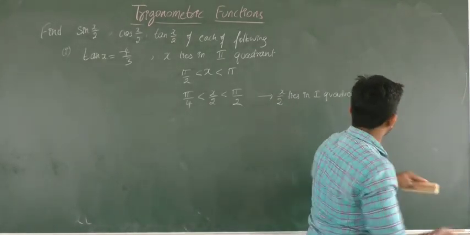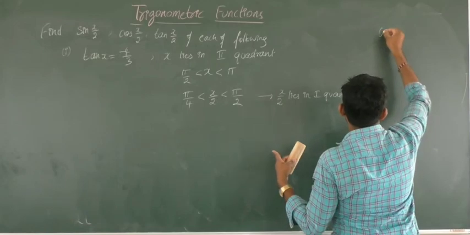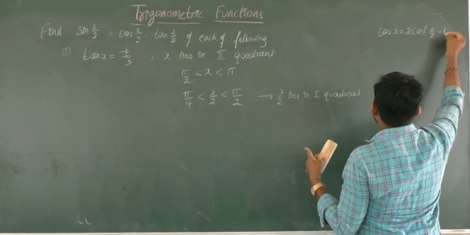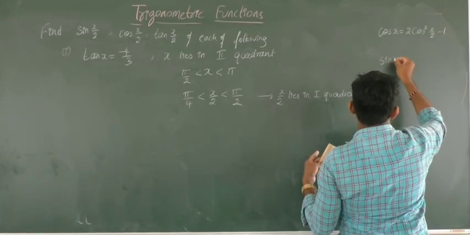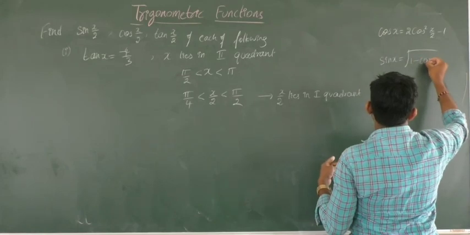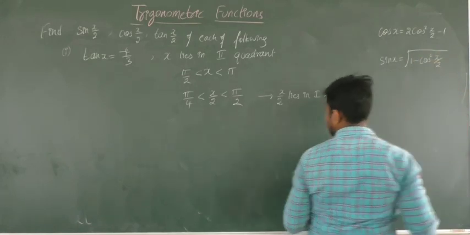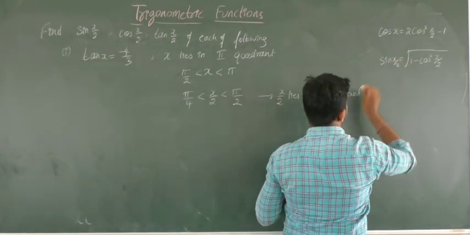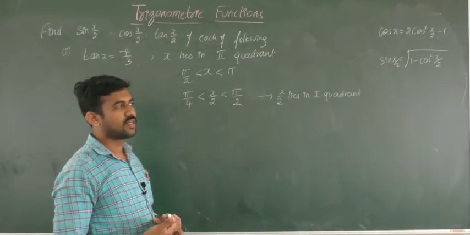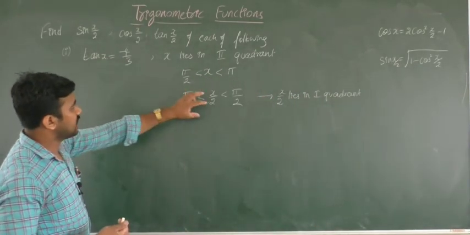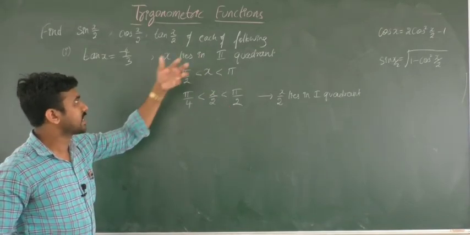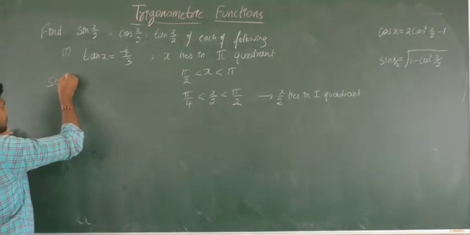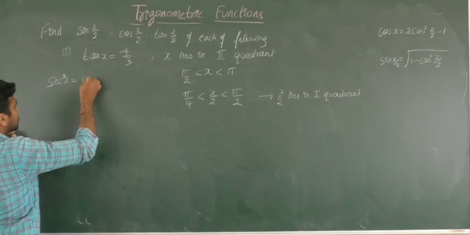Okay, here one important formula I have written here. Two formulas. First formula cos x is equal to 2 cos square x by 2 minus 1, and second formula is sin x by 2 is equal to root of 1 minus cos square x by 2. Okay, require that. Now see, you know here x lies in which quadrant? Second quadrant. In second quadrant tan is negative.